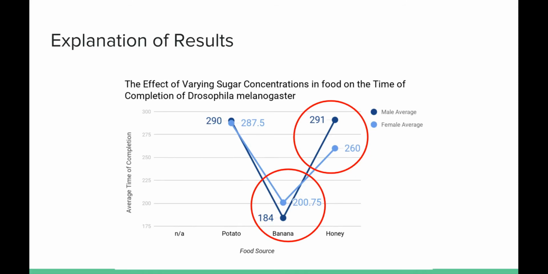In addition, the flies in the honey trial were slower than the flies in the potato trial of the males by only 1 second, which wasn't significant for our data collection, but did raise a question for us due to the significant sugar concentration difference between the two.